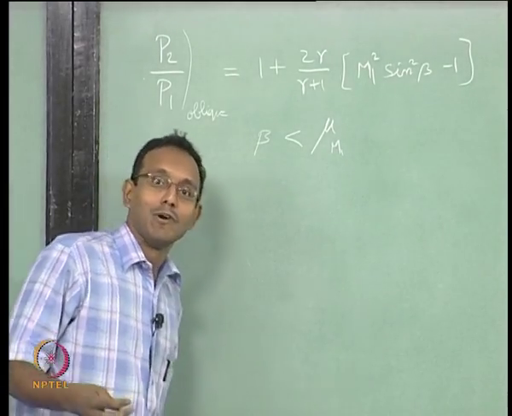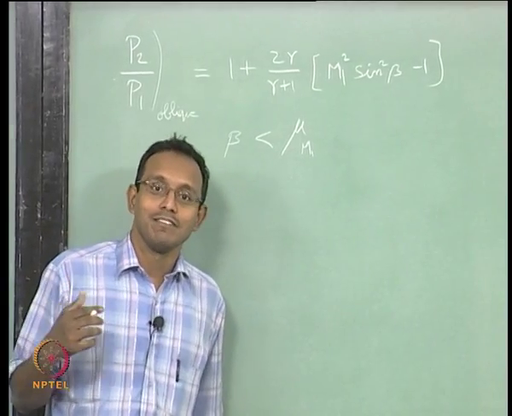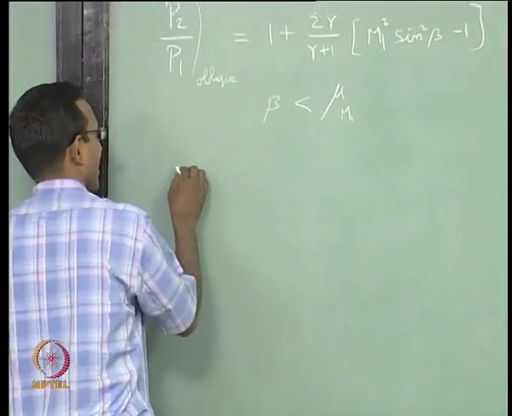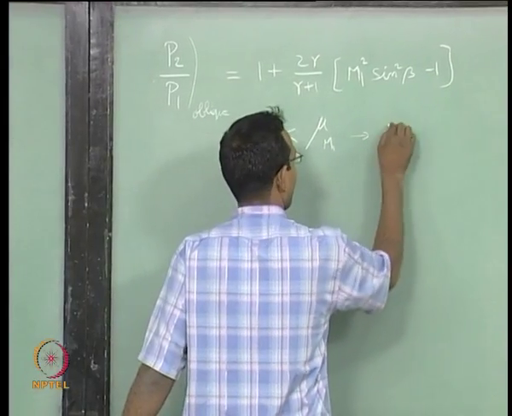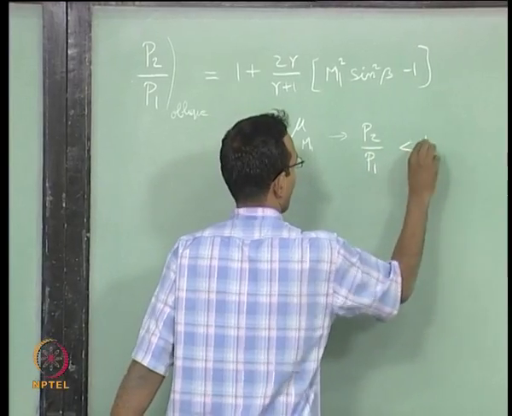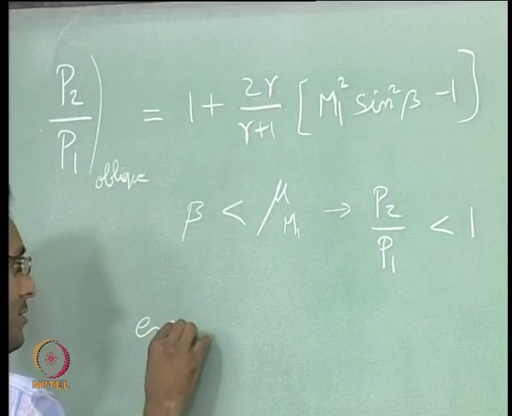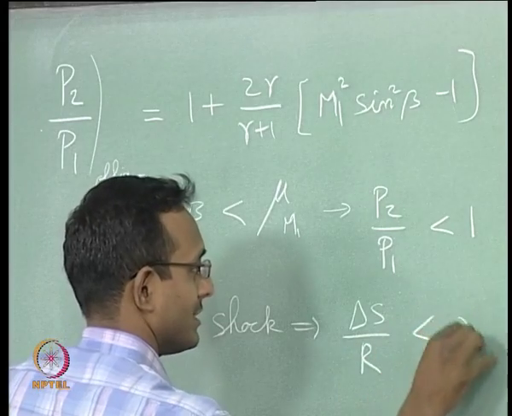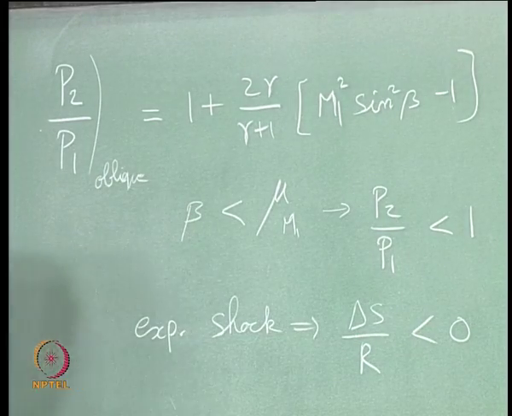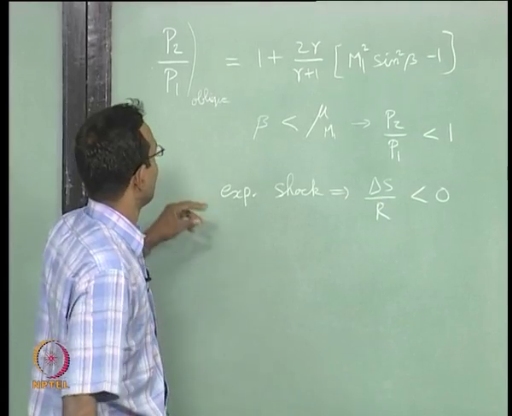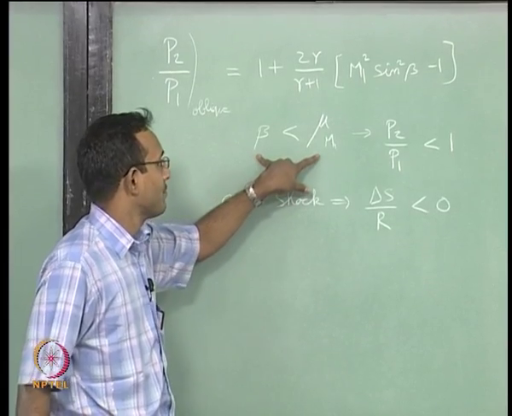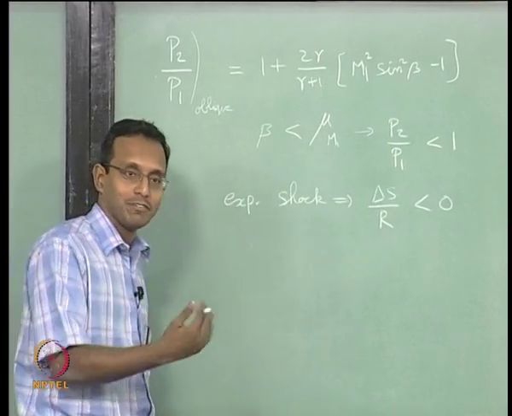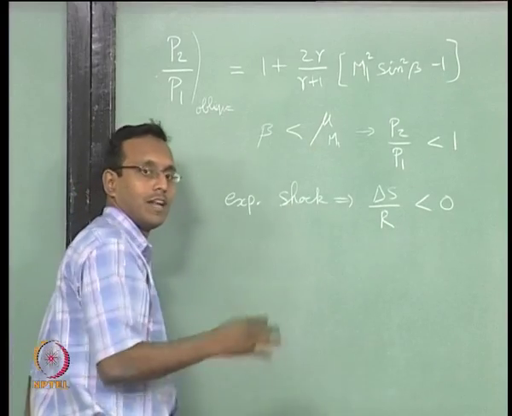shock, which we already disproved long back in the normal shock situation, where we said that delta S by R for those cases will be less than 0. Okay. So, I can say that for beta less than this, I will have P2 by P1 less than 1, which means it is an expansion shock, which will have delta S by R less than 0, not possible. So, I will never have a situation where beta is less than my Mach angle for that particular incoming Mach number m1.